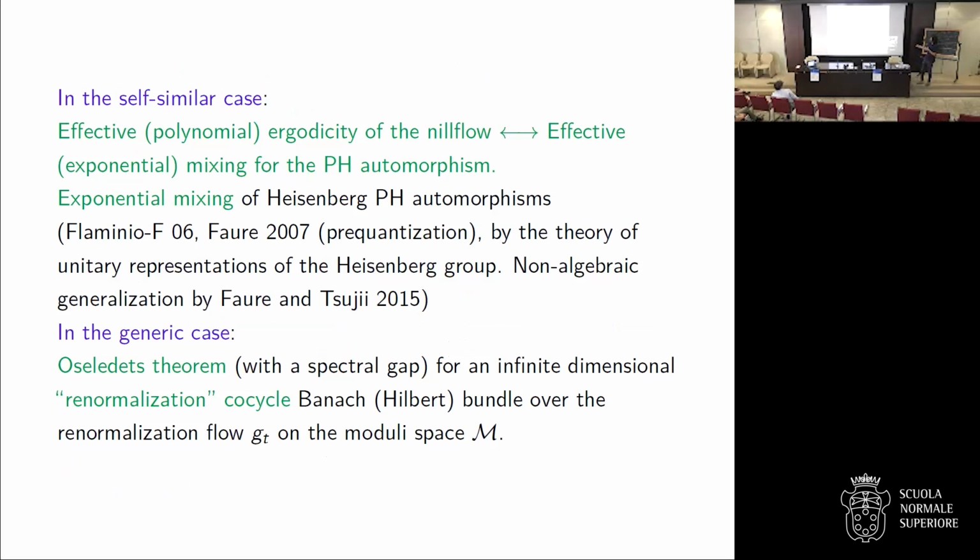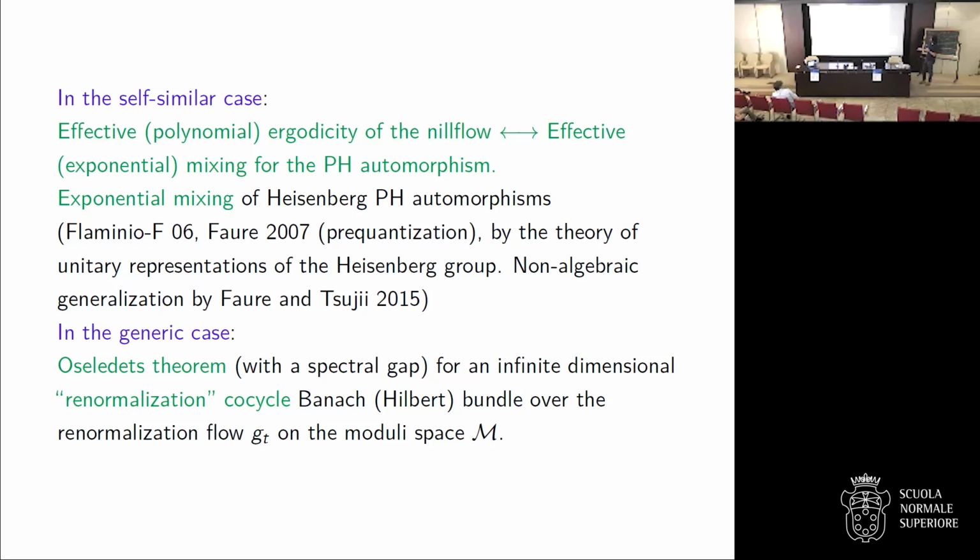Well, for the pH automorphism, essentially these are the same, more or less. So in the self-similar case, you just obtain effective ergodicity of the nilflow by effective exponential mixing of the partially hyperbolic automorphism. Now, this exponential mixing is more or less already contained in this paper in 2006, but then was also done by Frédéric Faure. All this is very close, based on representation theory.